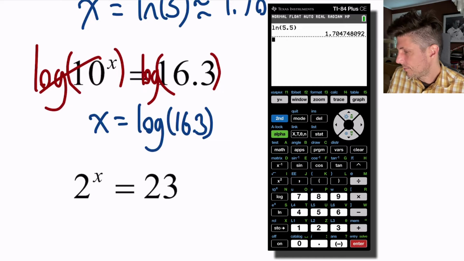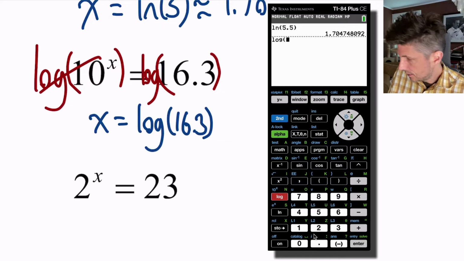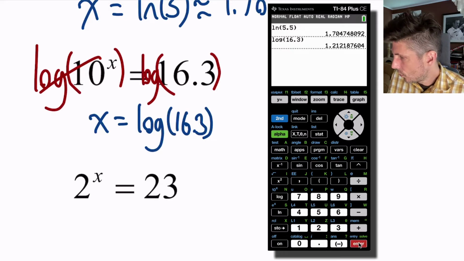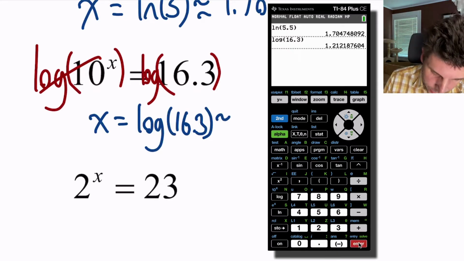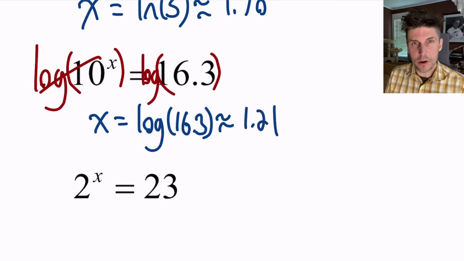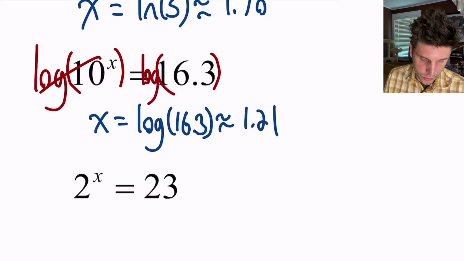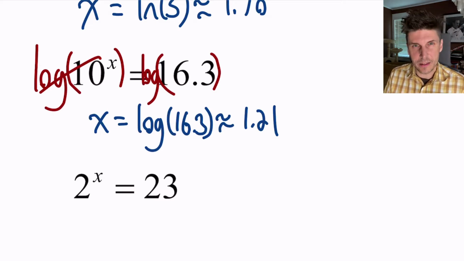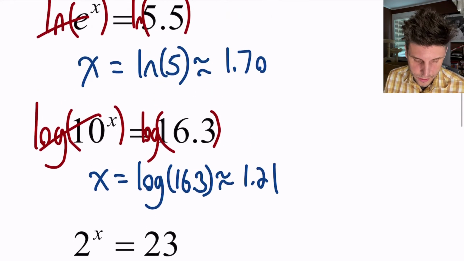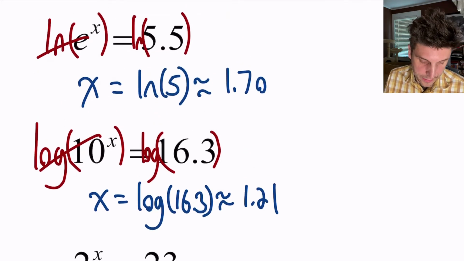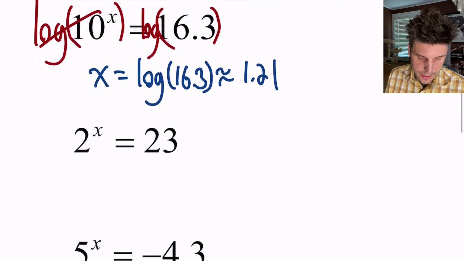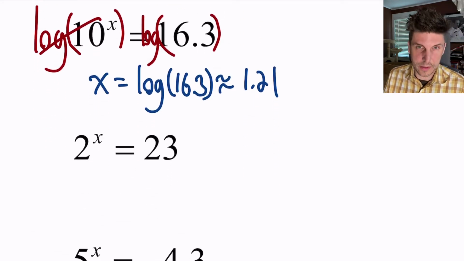Come over to my calculator, hit the log button, 16.3, and the answer is 1.21. About 1.21. So far, so good, right? I think you're probably seeing what you do. So the big takeaway is you need to isolate that exponential expression, and then so far they're already isolated, and then you do the inverse log function. So thus far we've used ln because it's the inverse of e to the x, and then we've used log because it's the inverse of 10 to the x.